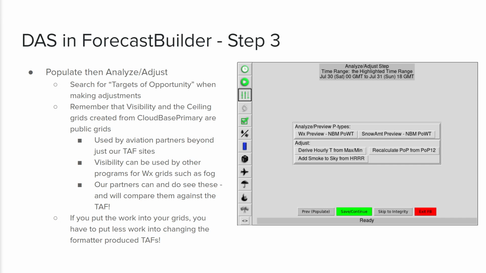Many of these grids will be publicly available. Remember to focus on more than just the TAF sites because of this. Our aviation partners, especially those at the FAA and our colleagues at the CWSUs, absolutely will look at these grids beyond just the TAF sites and potentially make decisions based on them. They may even compare them against the TAF.